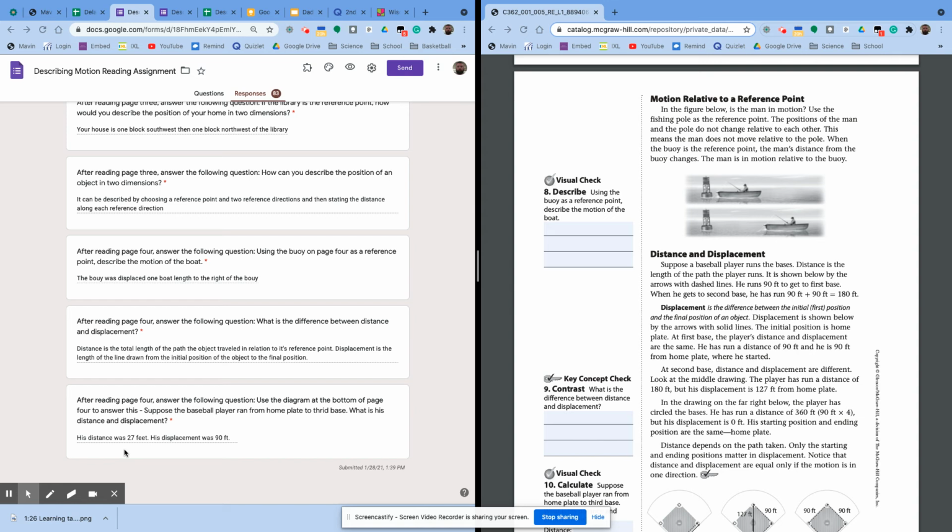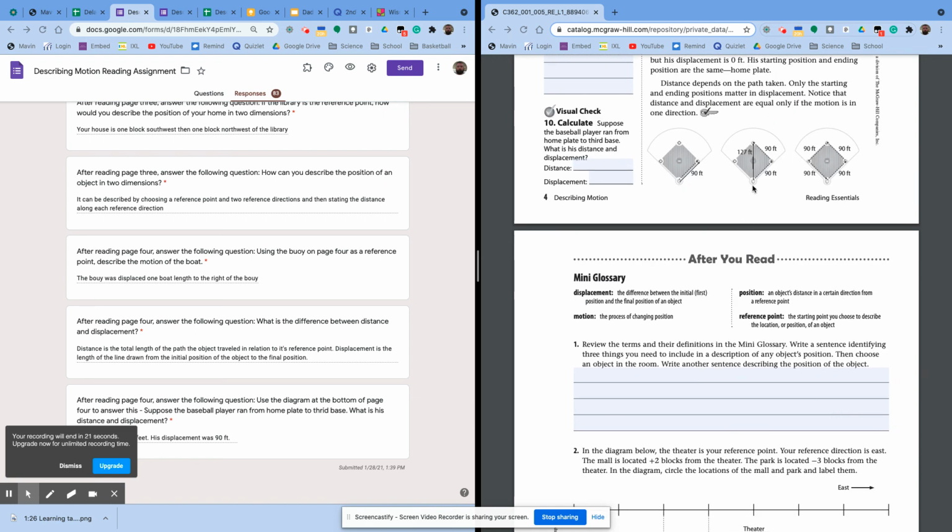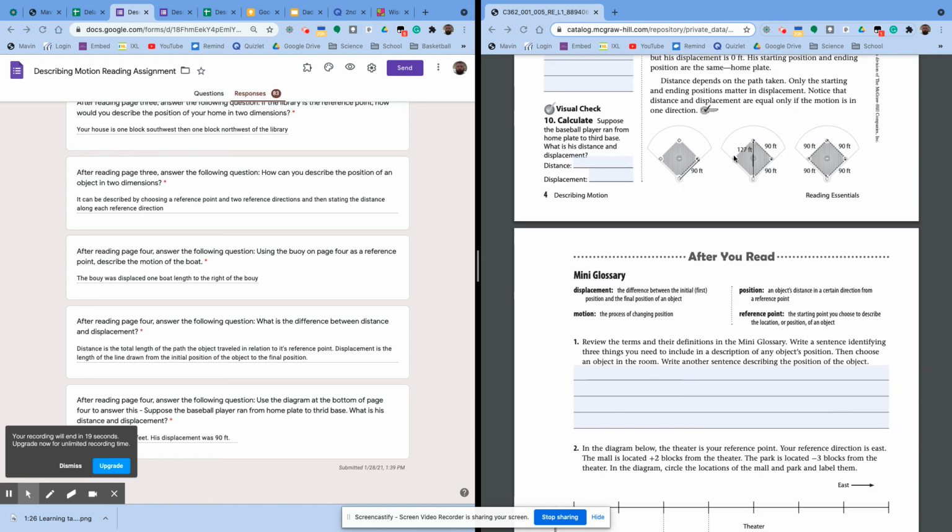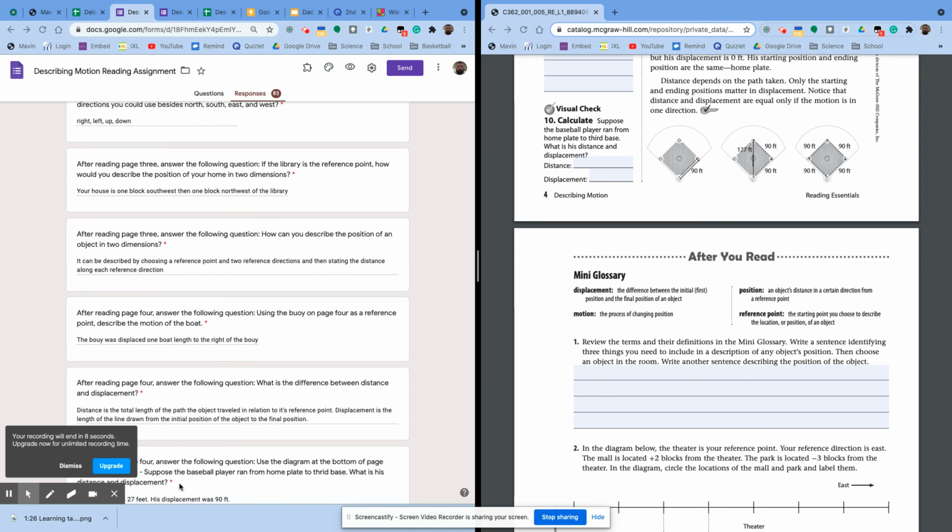Well, his distance, he ran all the way around each of those base paths. And this is wrong here. It should say 270 feet is what it's supposed to be because each base path is 90. And then his actual displacement was only 90 feet because that's the distance from third to home. So here again, this is the 270, and that's the path he took, and then here is the actual displacement, which is only 90 feet. So there you are. Check yours over and see how you did.